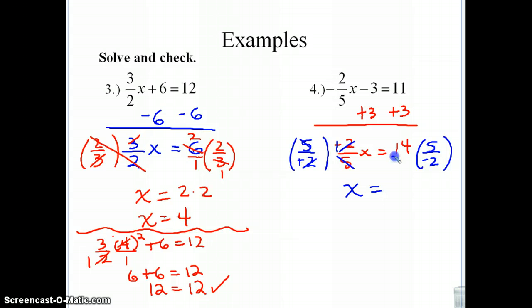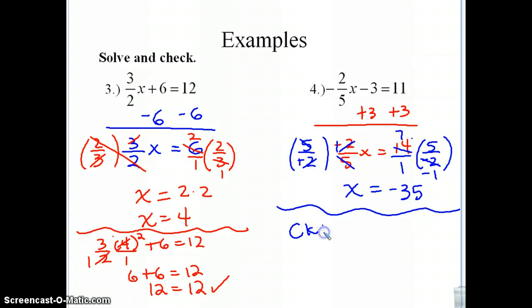Over on the right hand side, 14 is 14 over 1. The negative stays this time, so I have a negative 1. This 14 changes to a 7. So now I have 7 times 5 divided by negative 1, which gives me negative 35.